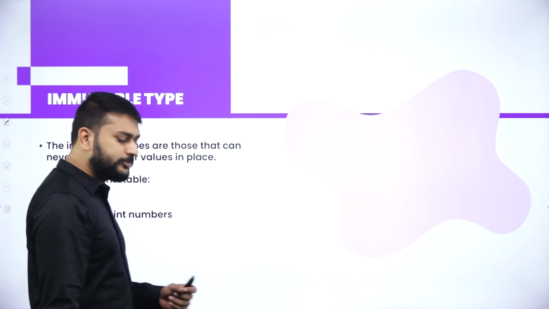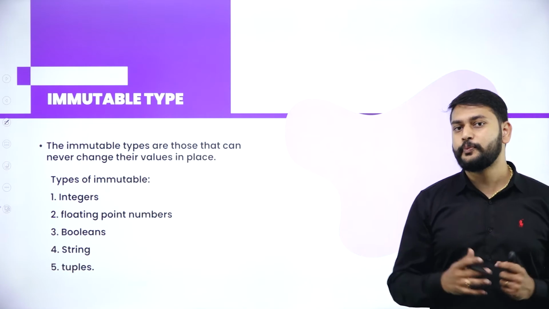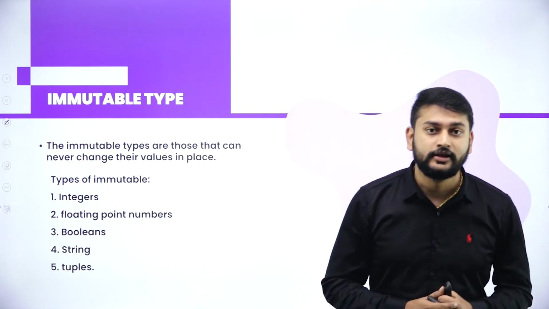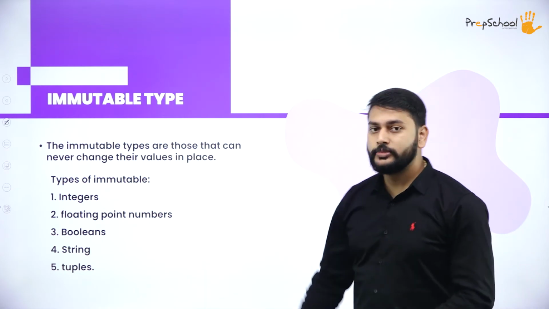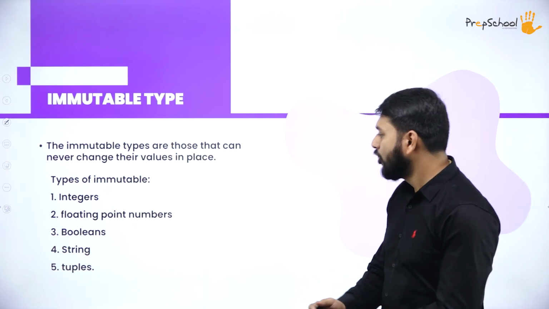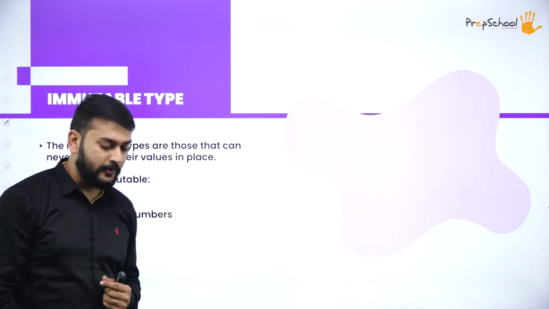That is mutable type and immutable type. Guys, it's a very important thing that you have to understand. The first topic that I'm going to discuss now is immutable type. What is this immutable type? Which data types come under the category of immutable type?